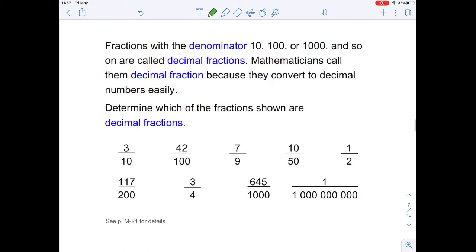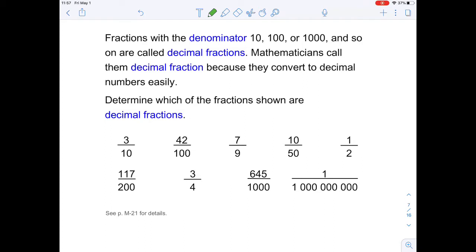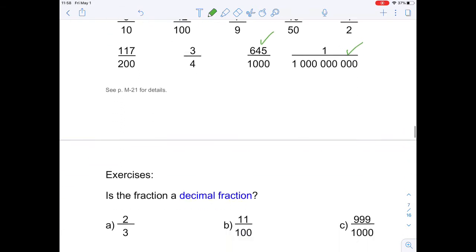Fractions with the denominator 10, 100, or 1,000, or 10,000, and so on are called decimal fractions. Mathematicians call them decimal fractions because they convert to decimal numbers easily. Determine which of the fractions shown are decimal fractions. Well, this is 1 because it's out of 10. Out of 100 is also 1. And the next one would be out of 1,000. And out of 1 billion would also be a decimal fraction. So these are easy to convert into decimals. And we'll learn about how to do that.